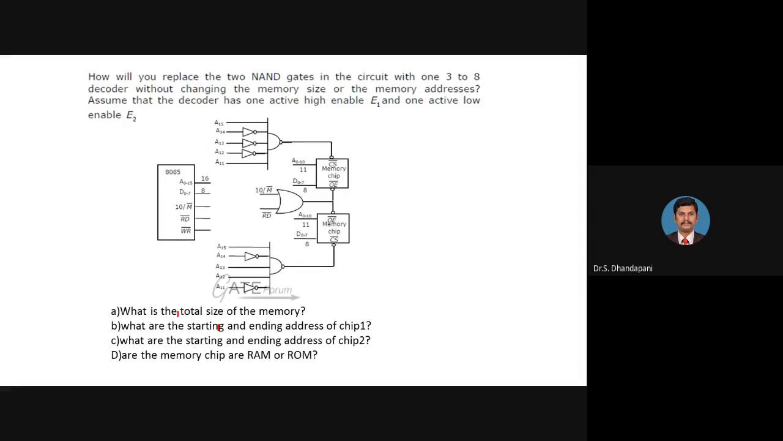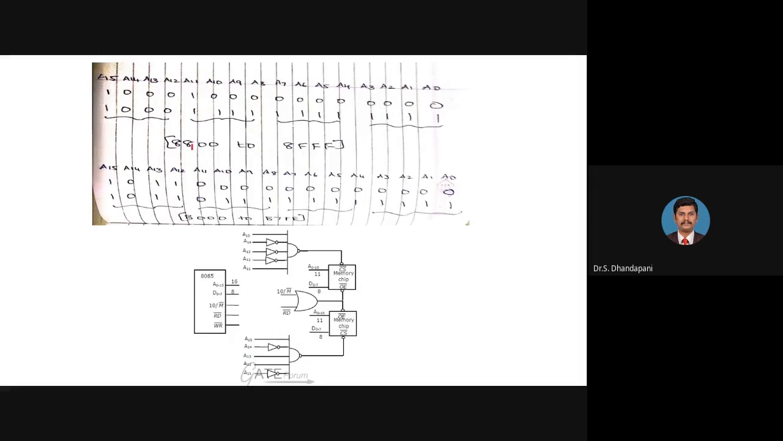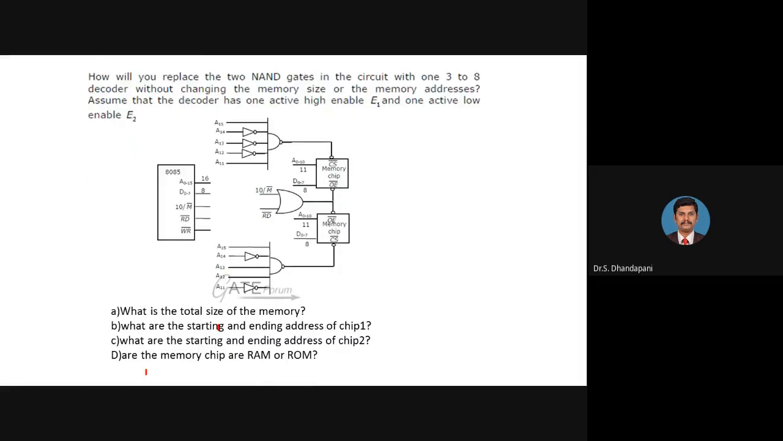So we got the answer for the first three parts. For part A, the total size of the memory is 2 KB plus 2 KB, 4 KB. For the B part and C part, we have obtained the starting address of IC1, ending address of IC1, starting address of IC2, ending address of IC2. Three parts are over. Now, the last part.